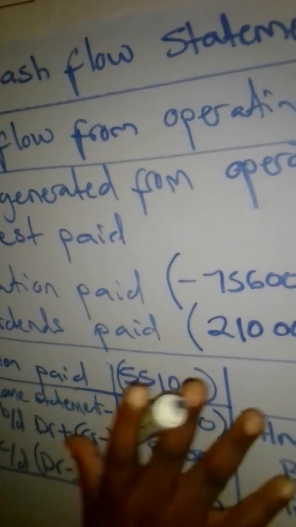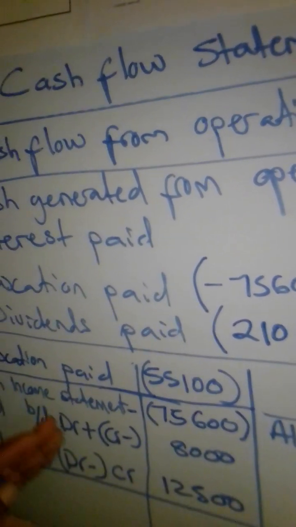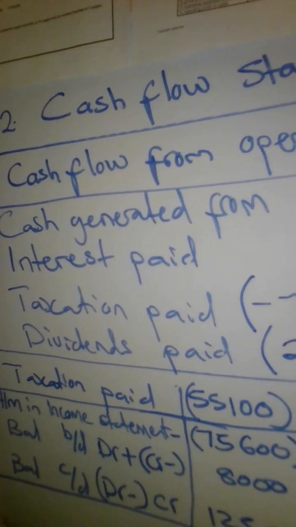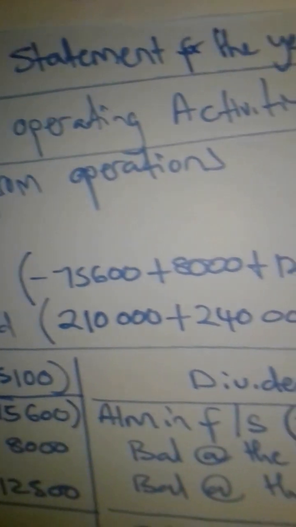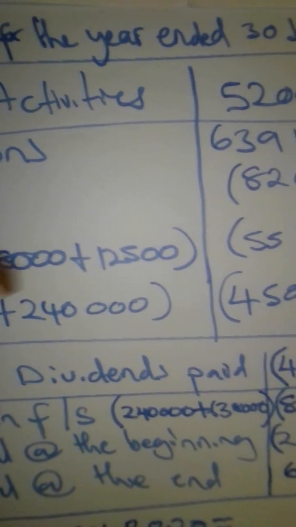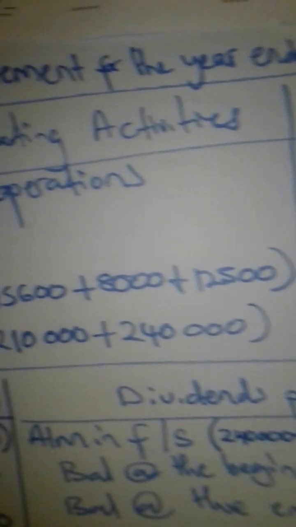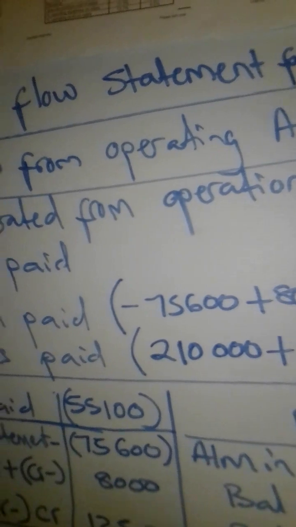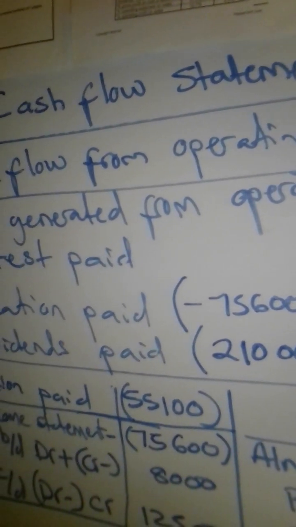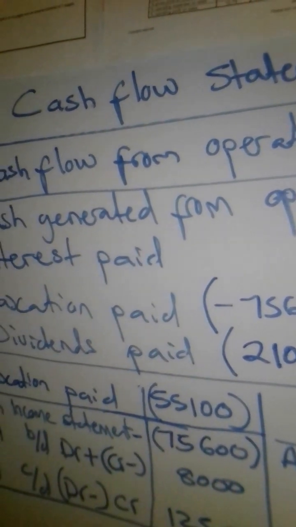We are done. Watch these calculations properly, the ones for taxation paid and dividends paid. They are the ones that will actually cause the cash flow from operating activities to be correct, because failure to do these calculations properly would also mean that the cash flow from operating activities amount is going to be wrong.